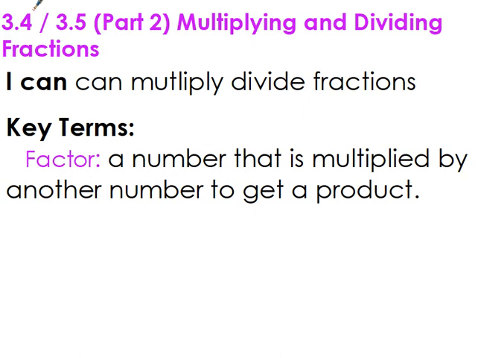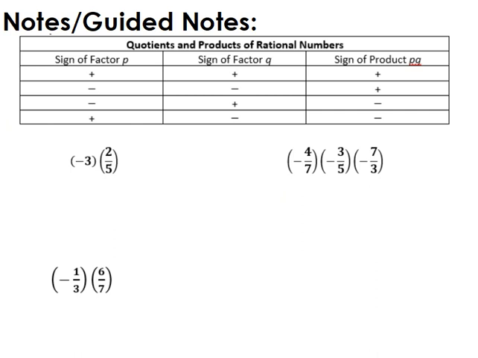Now, the first key term we have is factor: a number that is multiplied by another number to get a product. We need to find common factors when we're multiplying or dividing fractions. That makes our life a lot easier, and we'll talk about that in a second. Common factors are very useful and helpful. When multiplying or dividing fractions, the rules for multiplying positive and negative integers still apply. So it's still the same thing for fractions.